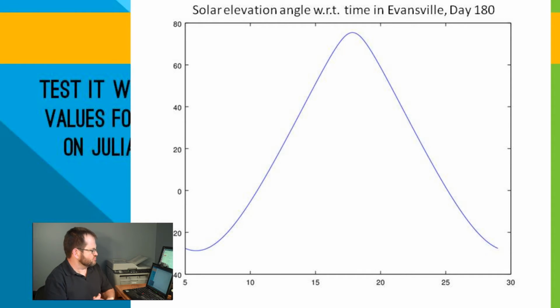Now, it's a little bit strange. You'll notice that for a sizable chunk of the day, the solar elevation is actually negative. That's right, the sun is below the horizon at night. Then you can see how the sun breaks the horizon, crosses 0 degrees, goes up during the day, reaches a peak, and then goes back down.